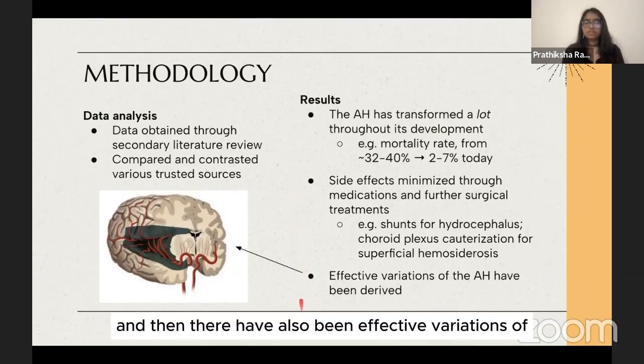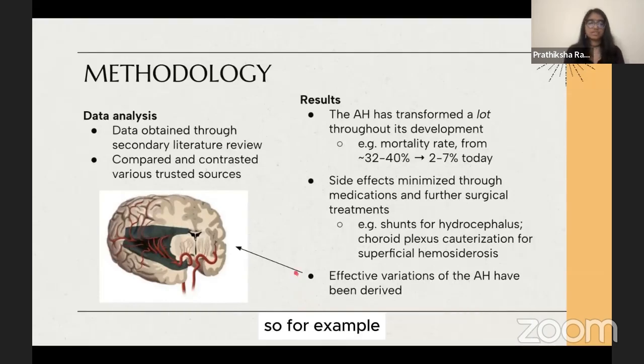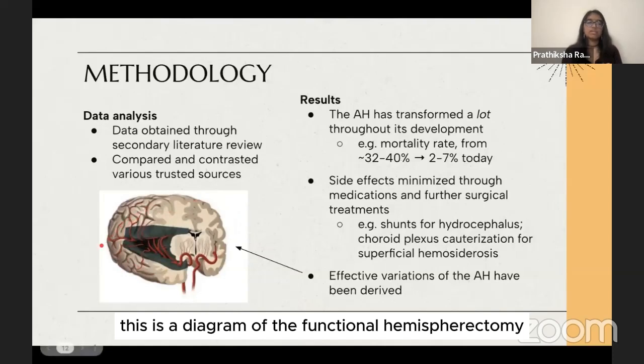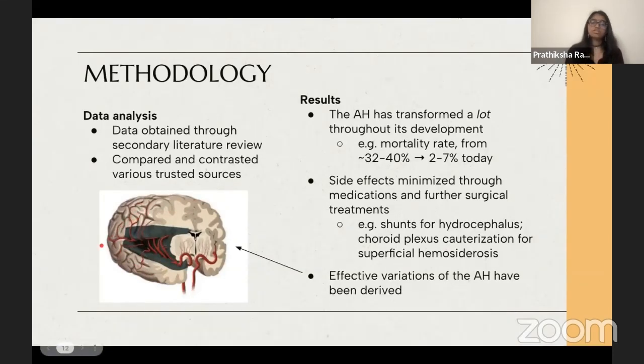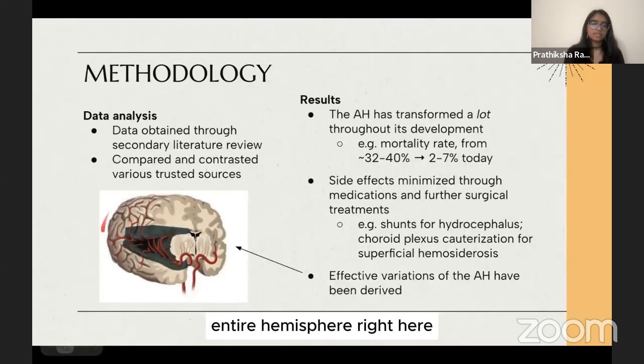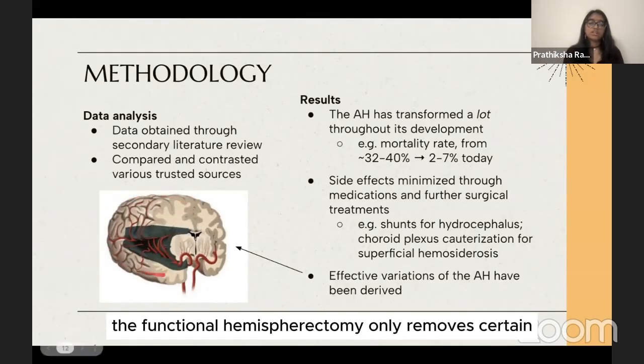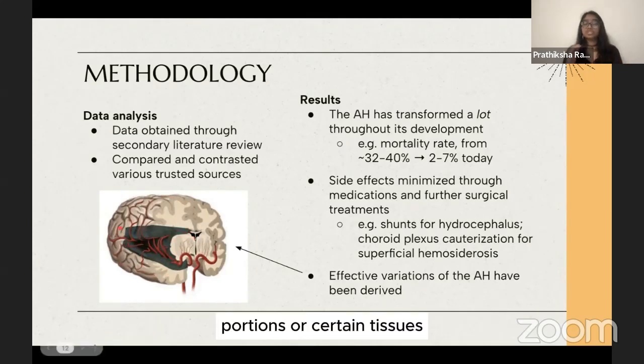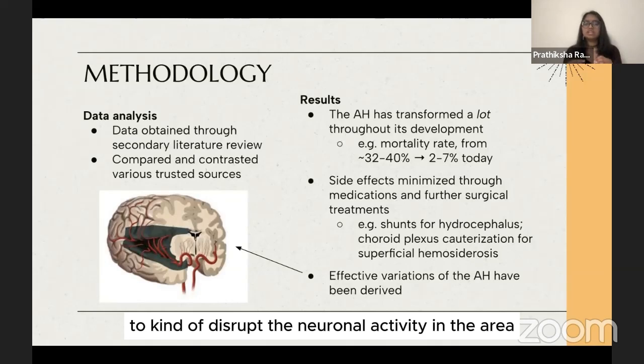And then there have also been effective variations of this technique that have been derived. So for example, this is a diagram of the functional hemispherectomy. So where the anatomic variation would remove this entire hemisphere right here, the functional hemispherectomy only removes certain portions or certain tissues, or even sometimes it's really just poking holes in the tissue to kind of disrupt the neuronal activity in the area to kind of reduce and minimize seizure occurrence.